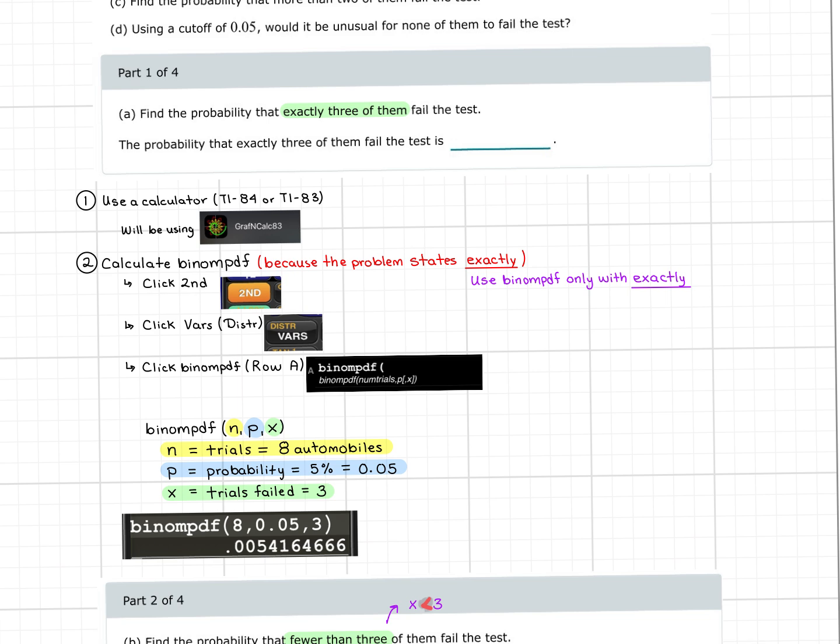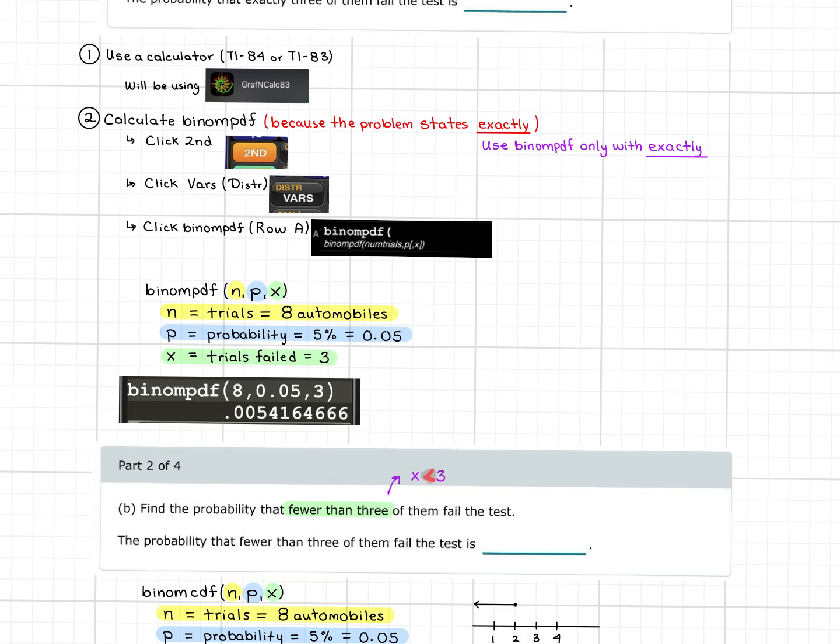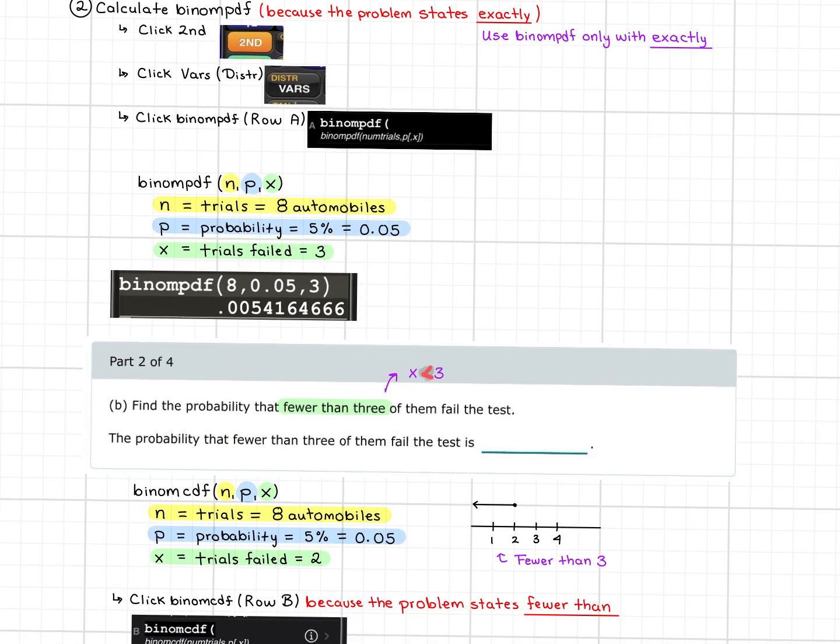All right. So then it's going to ask you some questions. So your questions are, how many trials do you have? Well, we said there's 8 trials. What's the probability of a success? So remember, the success we're looking at is the chance that it fails. So it tells us there's a 5% chance of it failing, which is 0.05. All right? And we're looking at exactly 3. So how many failed that we're looking at? Exactly 3. So that's what we put for our X value.